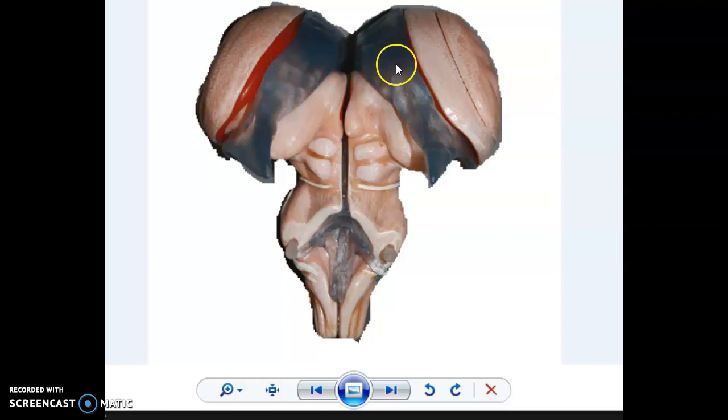So we have the lateral ventricles. You can't see the third ventricle in here. We have the cerebral aqueduct going down the posterior part of the mesencephalon, and this is the fourth ventricle with its lateral and medial apertures.